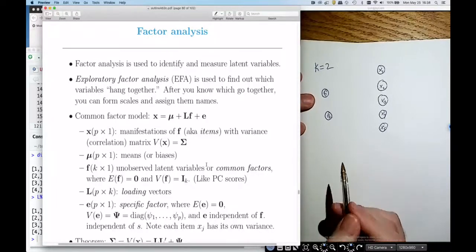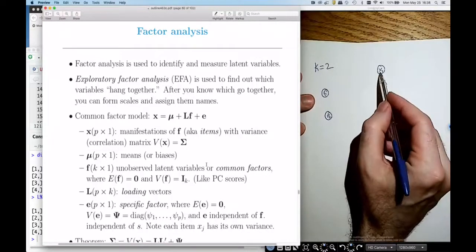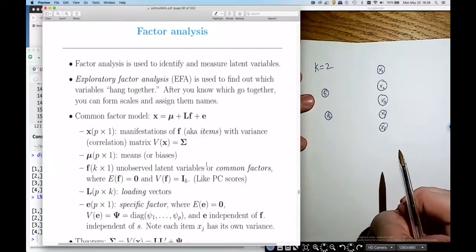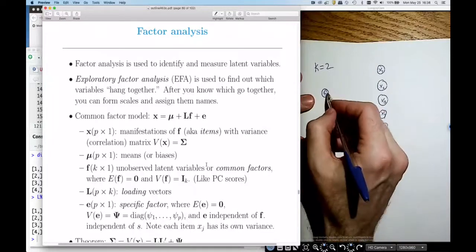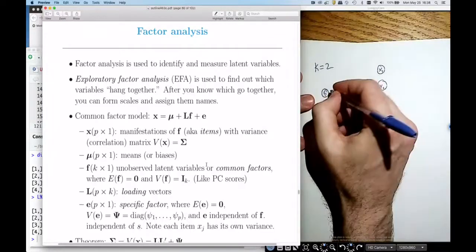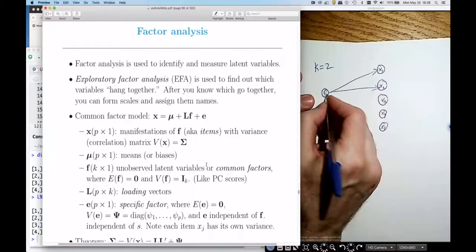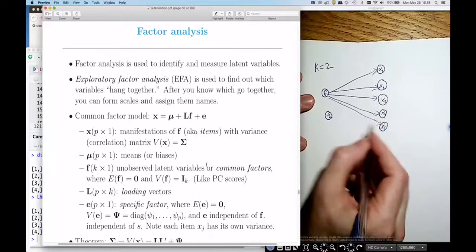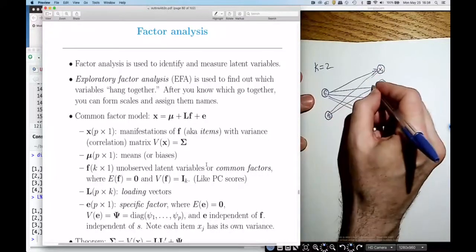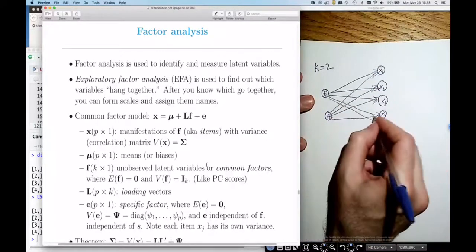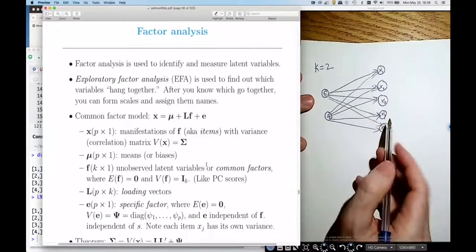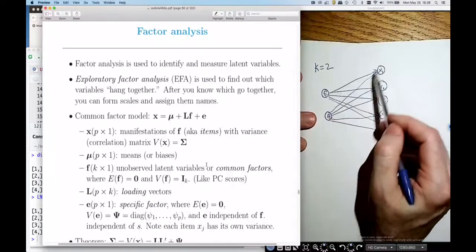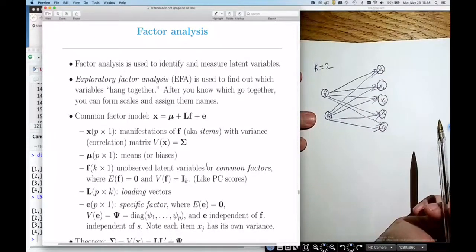Now the common factor model says these things that I'm measuring are really a function of 2 things. There are these unobserved factors, and each one of these has a causal relationship with these X's. So your math ability, whatever that is, will cause whether you get this problem right or not. Likewise, your verbal ability may have some influence on that.